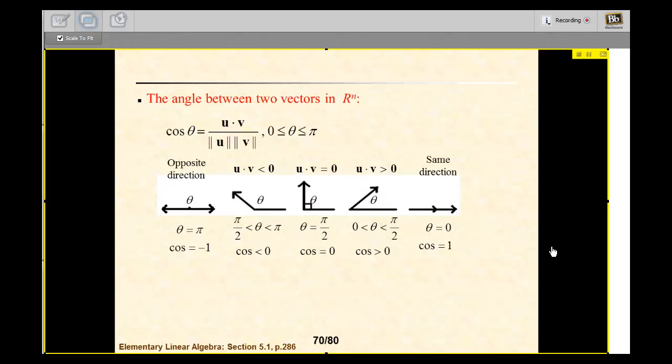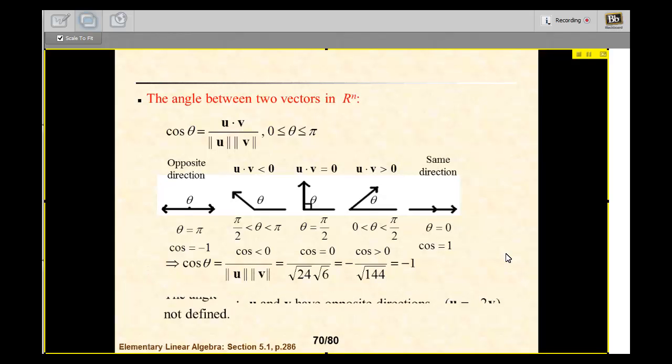So these are the cos. The angle between two vectors will be cos theta is equal to u dot v upon norm u norm v. Theta will be from 0 to pi. When theta is pi, cos theta will be -1. When theta is between pi and 90 degrees, cos theta will be less than 0. And these values you have to know.